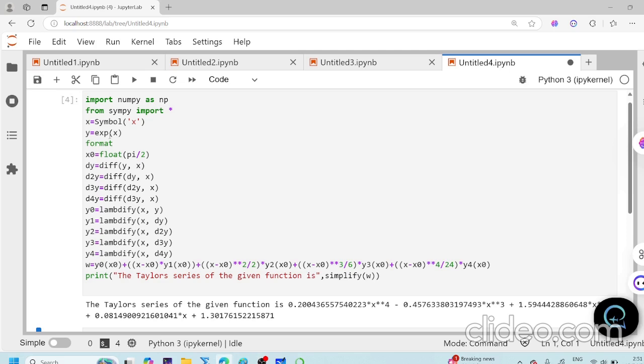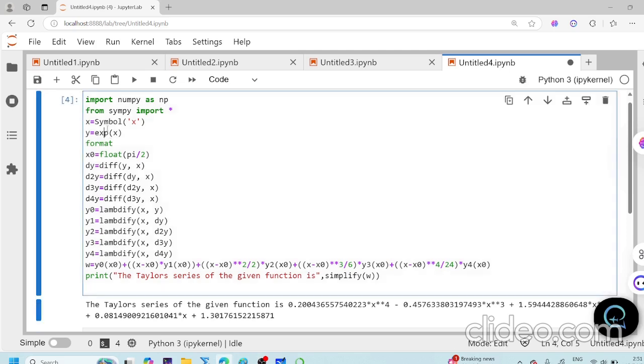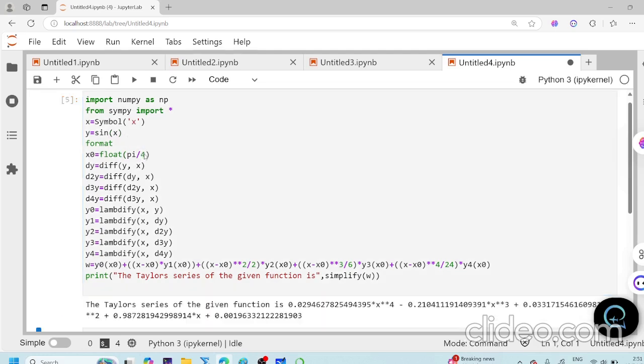If you want to obtain the Taylor series expansion of a function, let me say sin x, at different points, say at pi by 4, then just change the value of x naught and you get the different series. In this way you can get the Taylor series expansion of the given function.